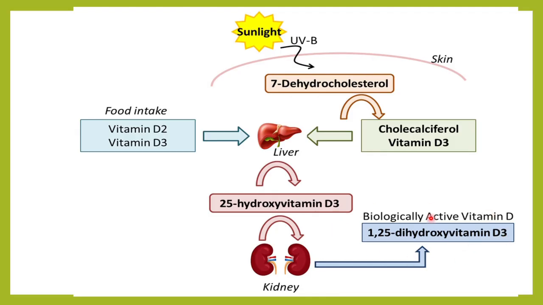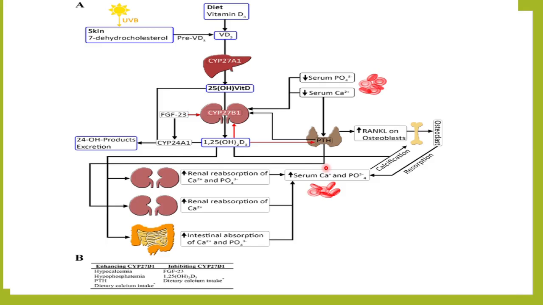When we take food, it can be vitamin D2 from plant sources, mushroom, fortified food, or it could be from animal sources, egg yolk, etc. So this is how the metabolism of vitamin D takes place. You will see later that there are many feedback mechanisms which control the levels of this vitamin D.